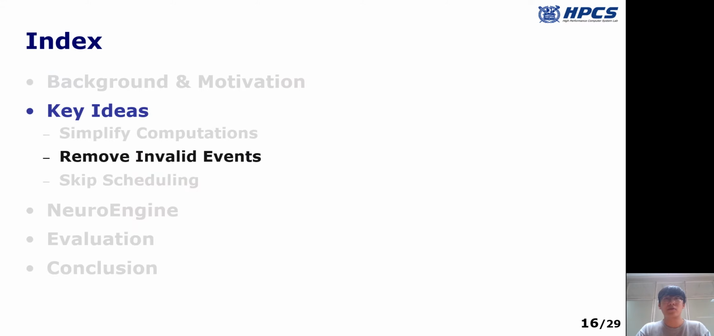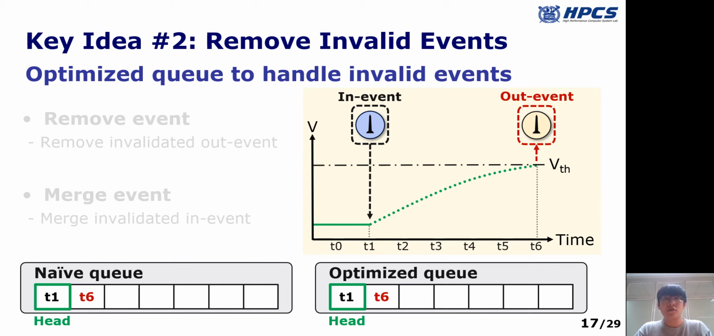Next, let's move on to removing invalid events. I'll introduce how the event invalidation significantly reduces the number of computations. In the example, the simulator performs neuron computation due to the in-event scheduled at T1, and after the neuron computation, the simulator scheduled an out-event at T6.